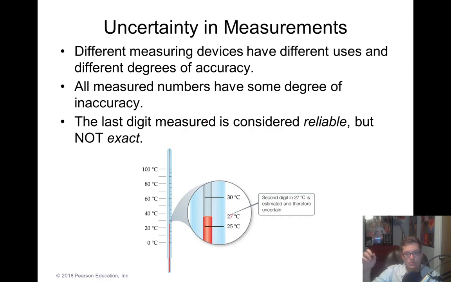When we're measuring things, we're going to have some amount of uncertainty. Different measuring devices have different uses and therefore different degrees of accuracy. So a ruler that has lots of little lines is going to be a lot more accurate than a ruler that only has one line for every inch. It doesn't matter what you're using. Every measured number is going to have some value of inaccuracy. Therefore, the last digit is always considered reliable but not exact, or an estimated digit.